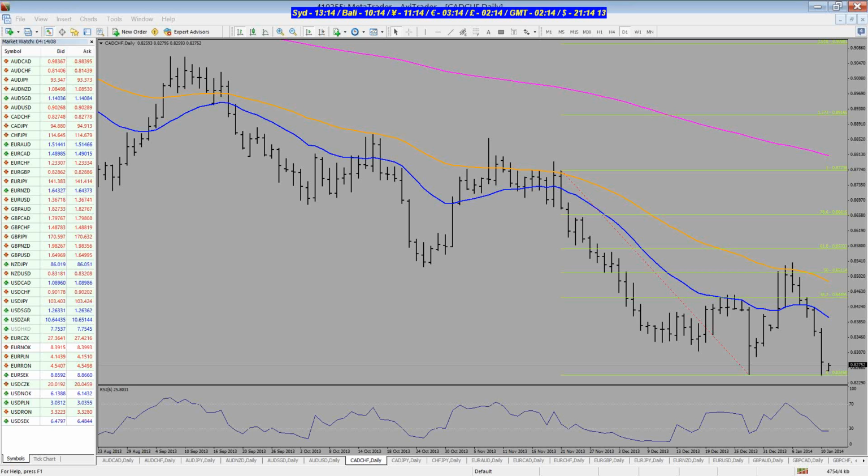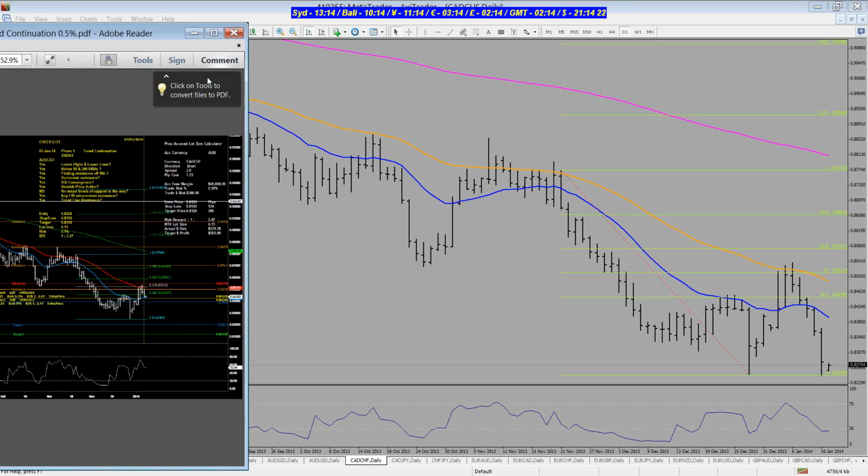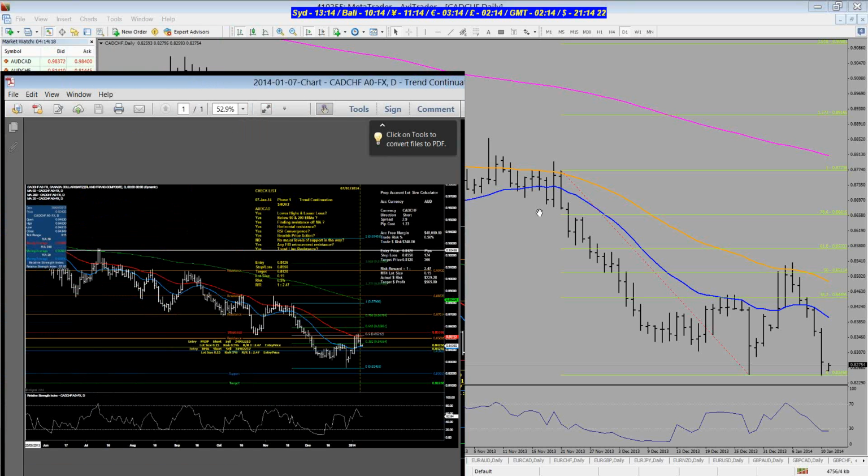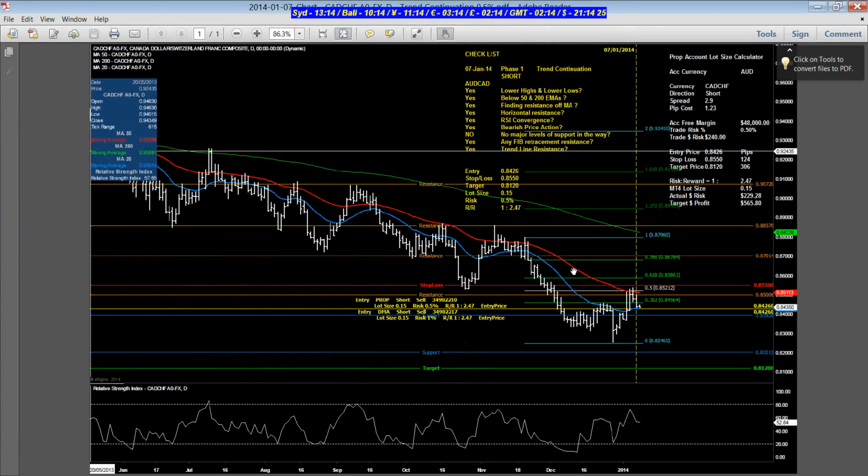Another one that came on Wednesday. See, that's where the fib should be. That's good. You've got a resistance line here. Yes, your stop's above that. That's good. Target's 81.20. I might get there.